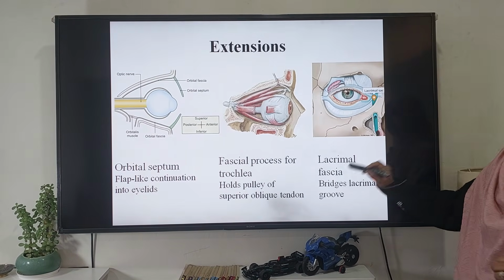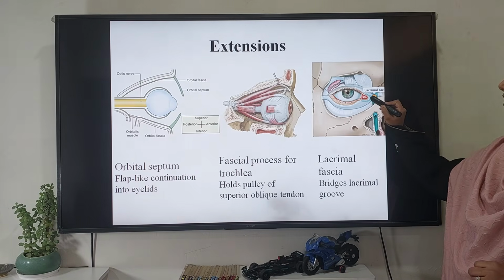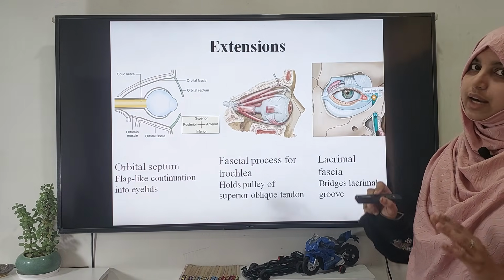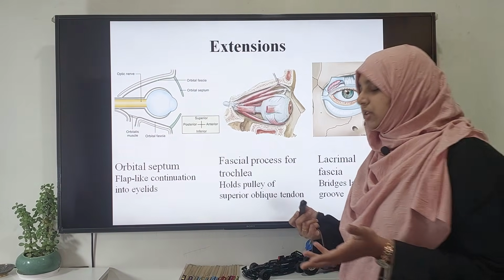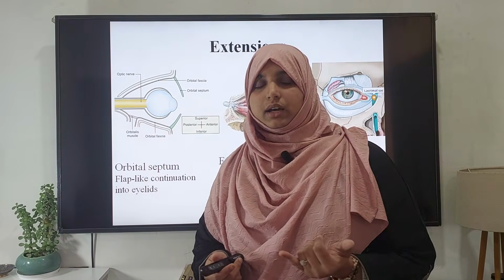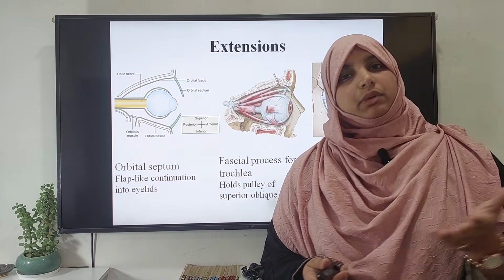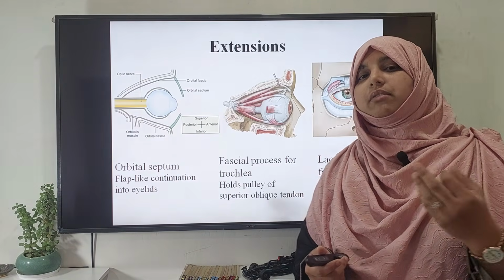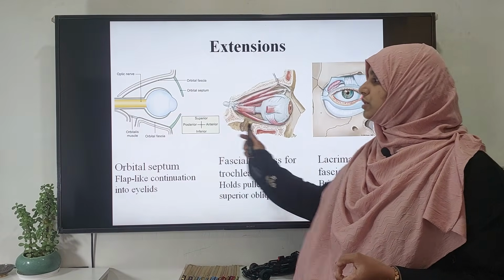Last, we have this lacrimal fascia, which is nothing but the fascia covering the lacrimal gland, again protecting the lacrimal gland. So now can we recall? First we studied the periorbita and how it is attached. It's nothing but the periosteum of the orbit, and we have three extensions of this periosteum.